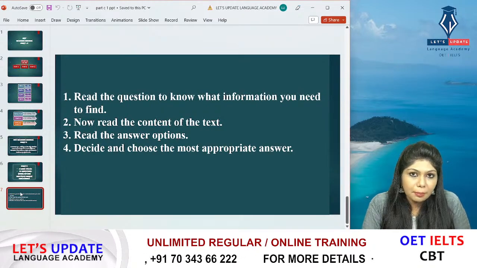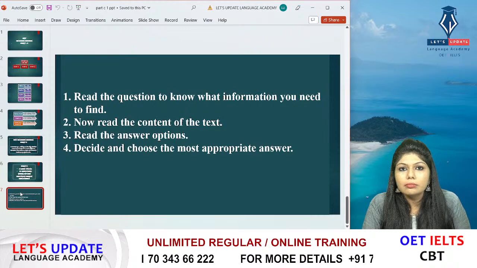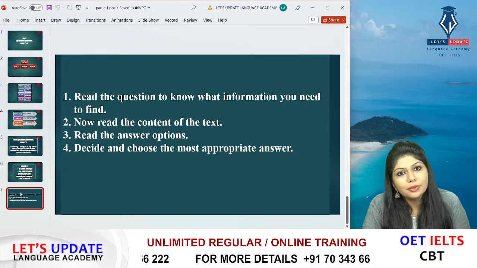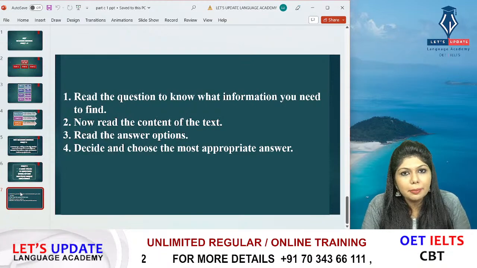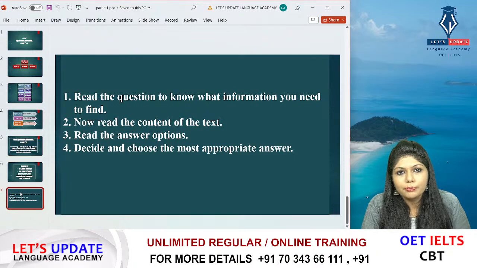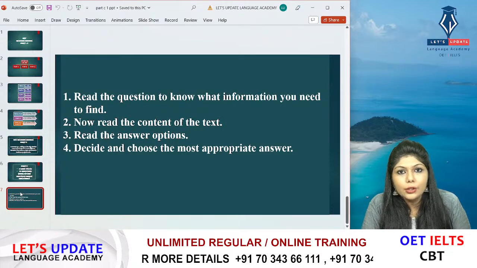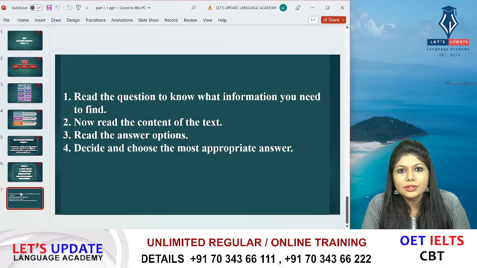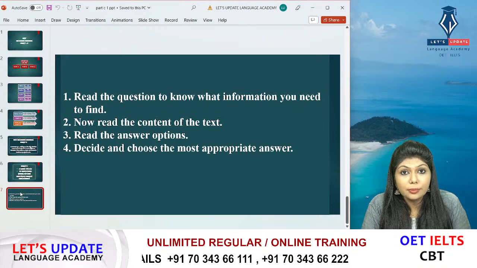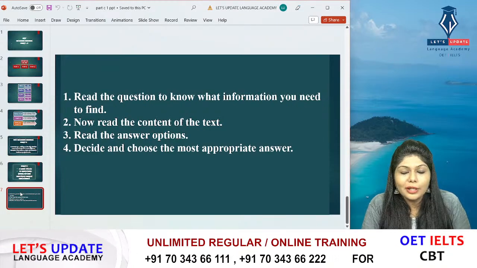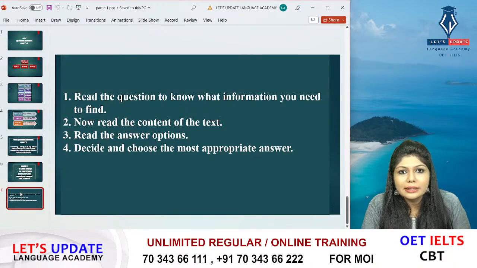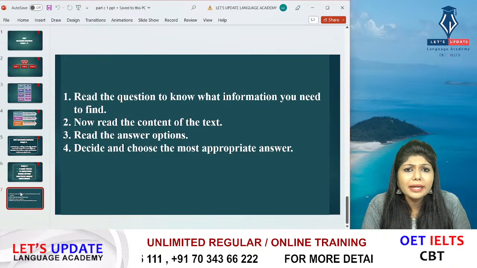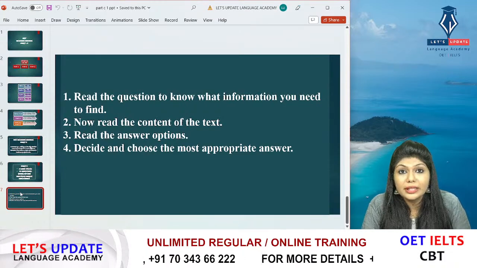In part C, it is usually structured in such a way that the first question will be from the first paragraph, the second question from the second paragraph, the third from the third, and so on. Because you have 8 questions from each text, you should ideally have 8 paragraphs. But in certain cases, you will have 6 paragraphs. In that case, you might have more than one question from a paragraph.